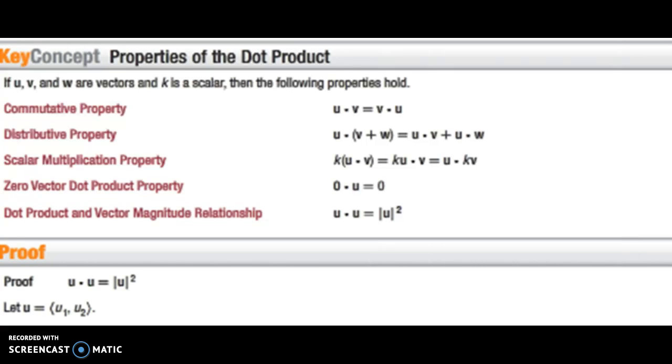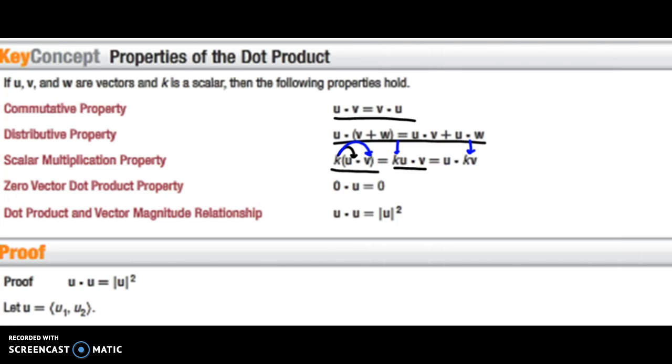Okay, some properties of dot products. Okay, the commutative property says that it doesn't matter the order in which you do your dot product, it'll always remain the same. The distributive property of a dot product says if you're going to take the dot product between U and V plus W, it's the same as the dot product of U and V plus the dot product of U and W. Then we have scalar multiplication. So if I took some number K and multiplied it by the dot product, it's the same as taking K times U dot V, or U dot the product of K times V. Okay? Notice K only shows up multiplied by one of the vectors, not both of them.